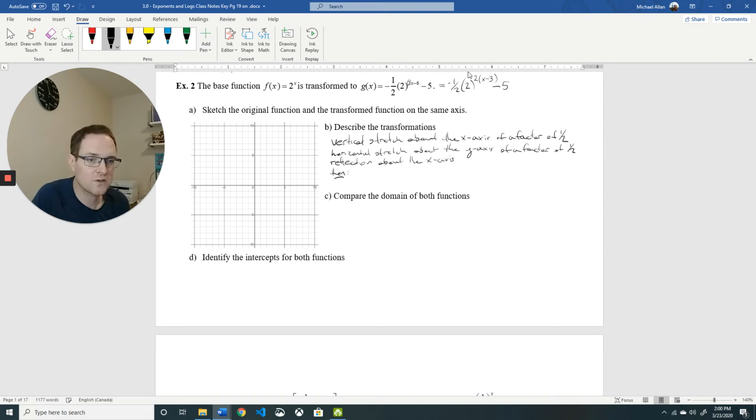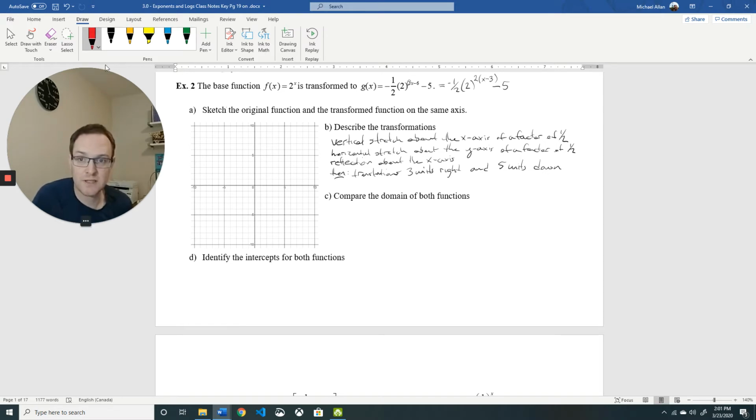Then we're going to have some translations here: 3 units to the right and 5 units down. So knowing that, now we can actually draw what this graph looks like.